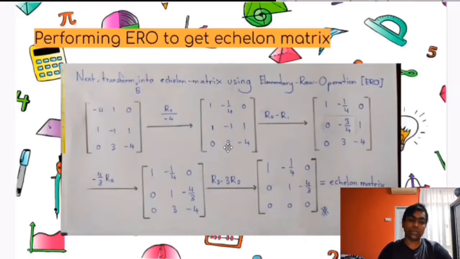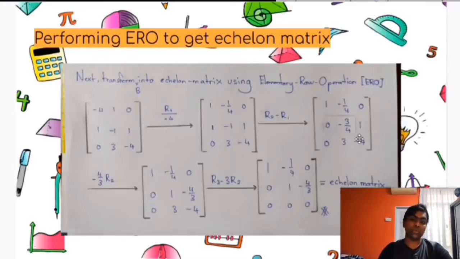This row 3, 0, it remains 0. So we shall focus on row 2 now. So this row 2 we shall just minus with row 1, which will give us 0, negative 3 over 4 and 1, hence making the elements below this pivot of row 1 to be 0. So next we shall focus on row 2 because we finished with row 1. So this row 2, the leading element, which is negative 3 over 4, should be our next pivot.